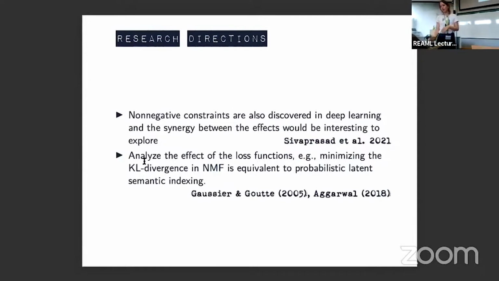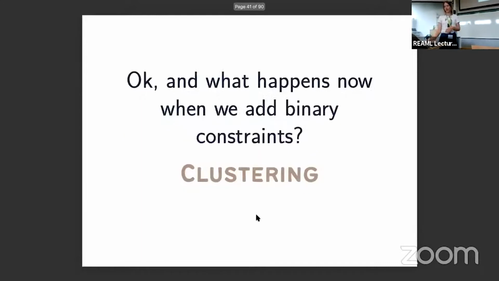Then there is also a lot of theory about analyzing the effect of the loss function. So for example, if you minimize the Kullback-Leibler divergence, then you get a more probabilistic interpretation of your matrix factorization. So there's also a whole area of analyzing the loss effect on the interpretation of your model. Okay, and now when we add binary constraints, then we actually arrive at clustering.